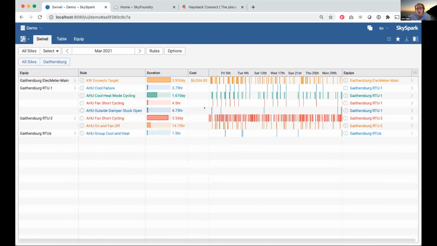Now, when did it occur? Well, we notice this one is occurring a lot, right? It continues to repeat. We've got Monday, the 1st, we've got the 3rd, we've got the 13th, we've got the 30th, the 31st. This is a reoccurring problem, right? And it also tells us where it's occurring. It's on Gaithersburg RTU1, rooftop unit 1. So think about how much information we know.